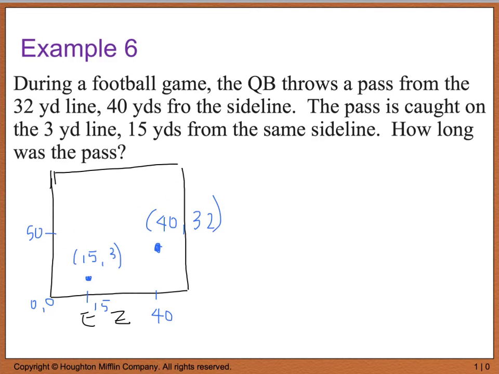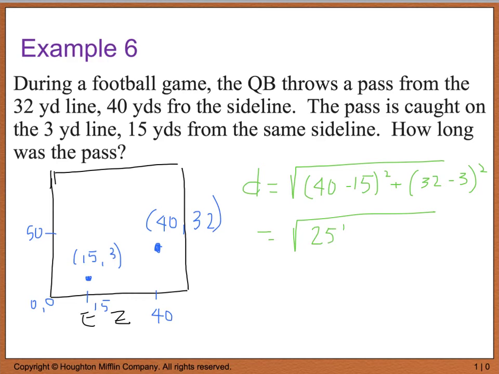So if I want to know how long the pass was, I now have 2 points that I can calculate the distance from. So we'll say the distance is equal to the square root. And I'll call the 15, 3 my x1, y1. The 40, 32 will be my x2, y2. So I'll end up with 40 minus 15, the quantity squared, plus 32 minus 3, the quantity squared. So 40 minus 15 is going to give me 25 squared, plus 32 minus 3 is going to give me 29, and that's going to be squared.